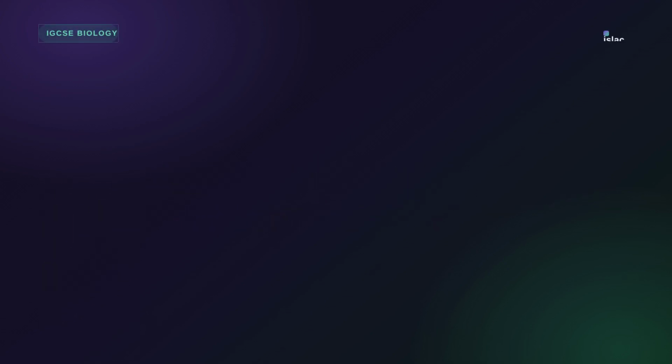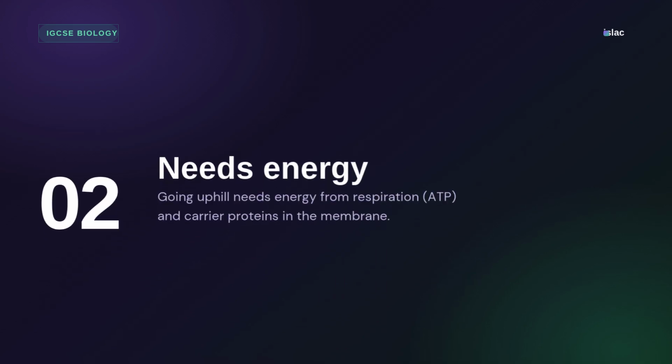And where does that energy come from? Respiration. Active transport uses ATP released by respiration, together with carrier proteins in the membrane. A cell doing a lot of active transport will have many mitochondria to supply the energy.